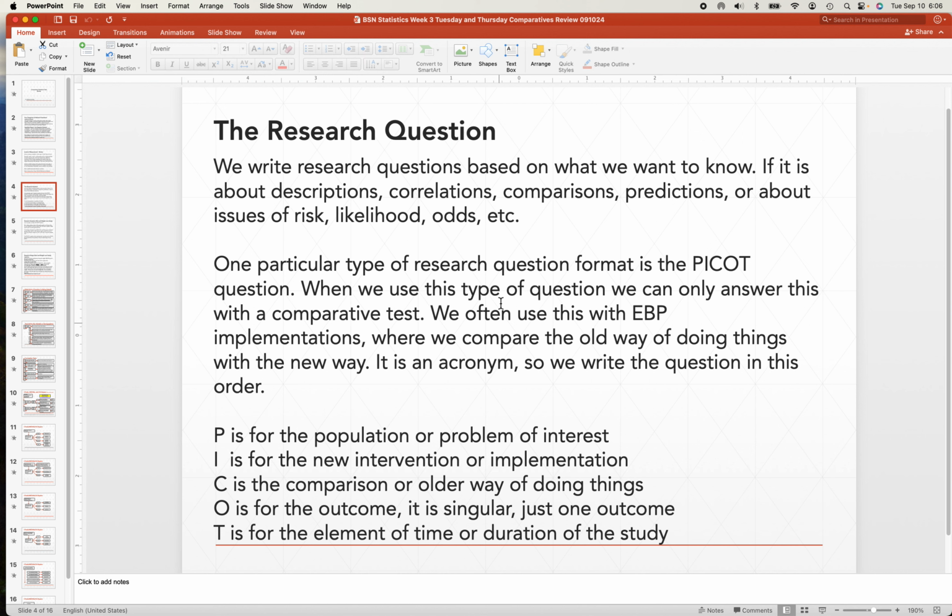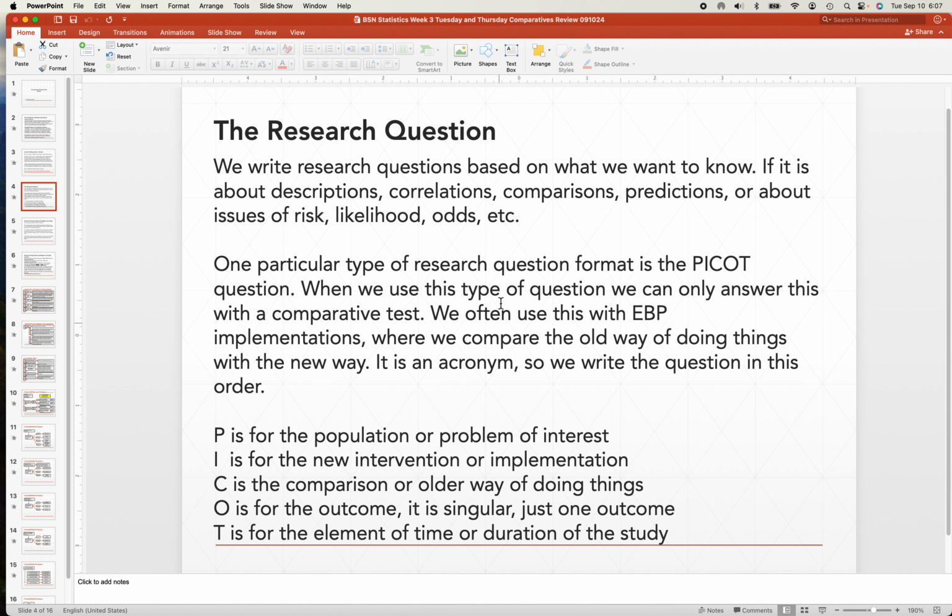The PICO question format is a format that we use in learning how to write questions. You can think of it as the training wheels on a bike. If we write out a PICO question and we go to publish a paper, typically we will refine that question and simplify it for publication. So it's more or less a format that we use in learning how to write questions. This is also a type of question we often use with evidence-based practice because we're going to compare an old way of doing things to a new way of doing things.